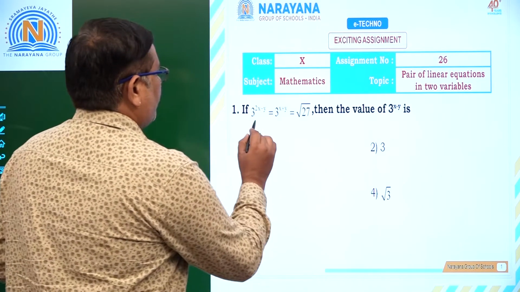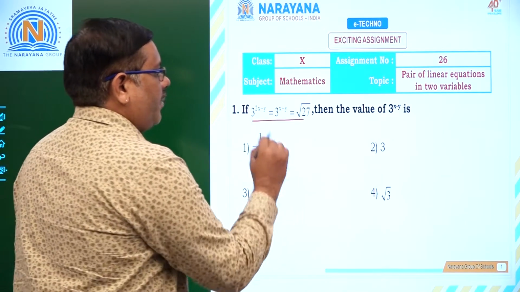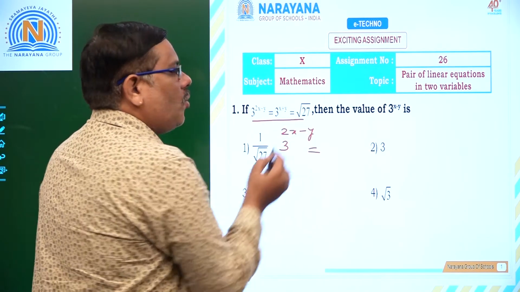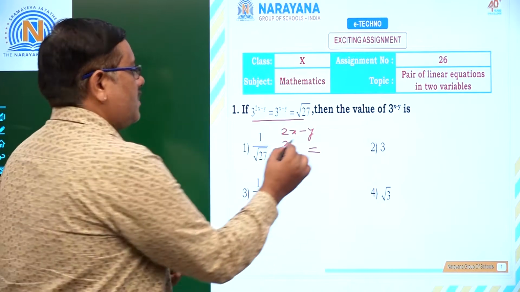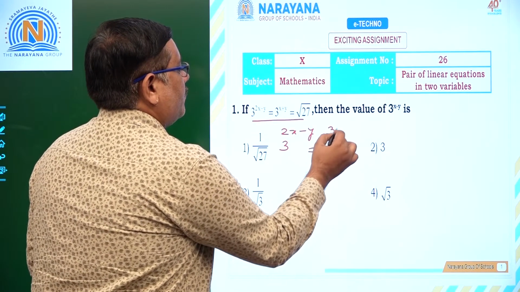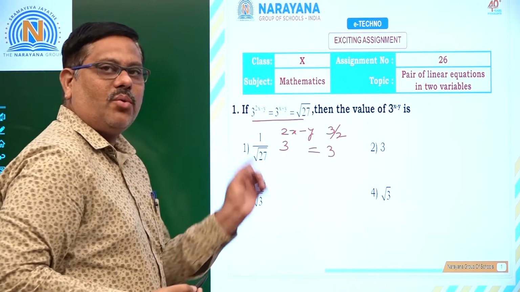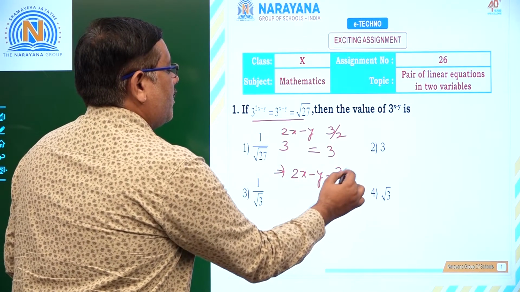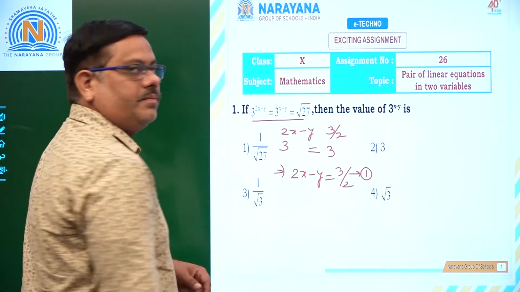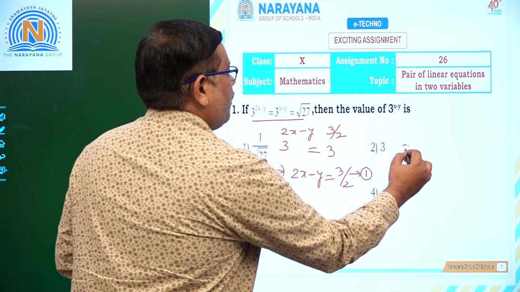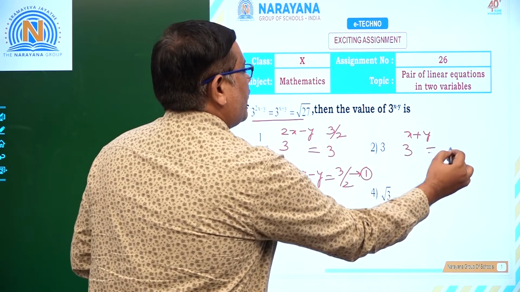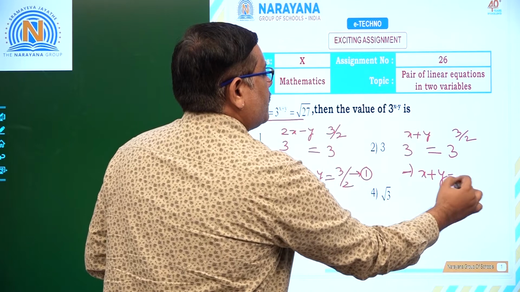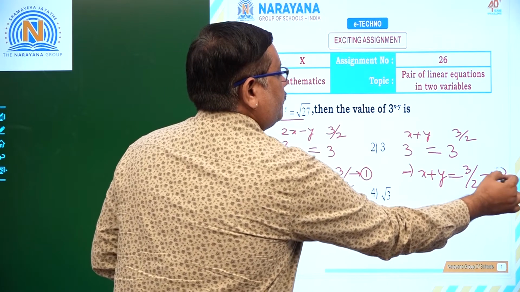Here given these three are equal. Let me take 3 power 2x minus y is equal to root 27. What is root 27 for us? 3 to the power of 3 by 2. 3 to the power of 3 by 2 is nothing but root 27. That implies 2x minus y value will be 3 by 2. Let us take it as condition number 1. Similarly, 3 power x plus y also you can take as 3 to the power of 3 by 2. That implies x plus y value becomes 3 by 2. That is condition number 2.